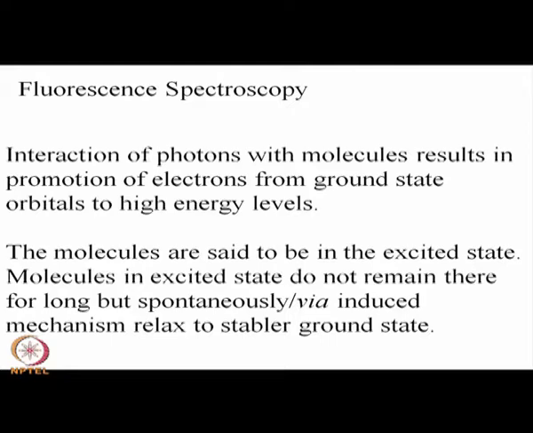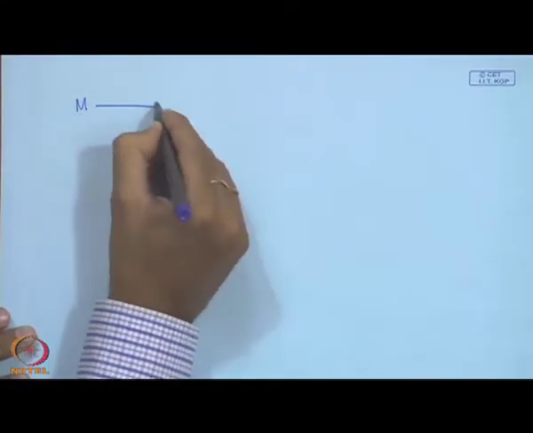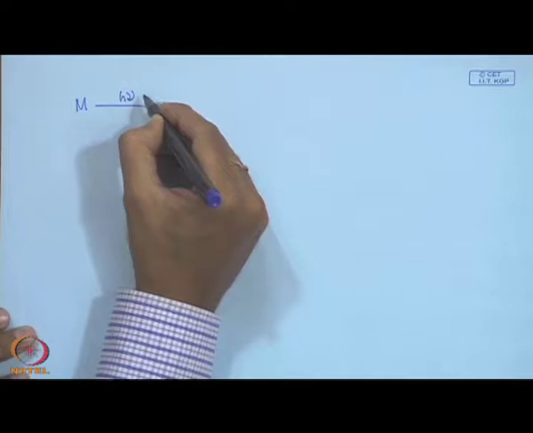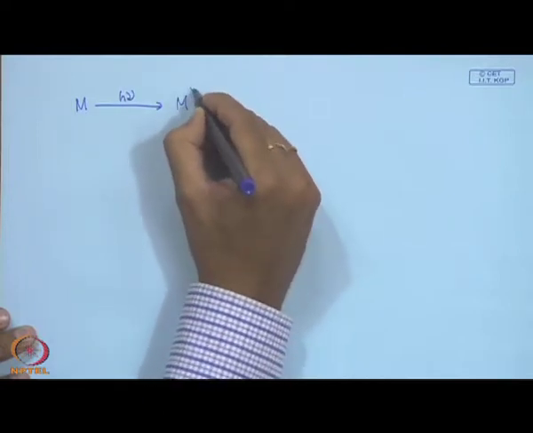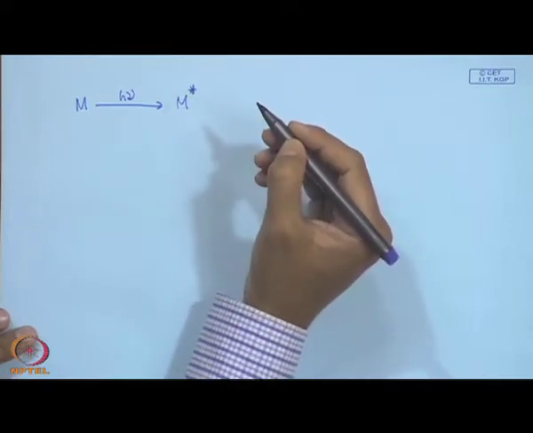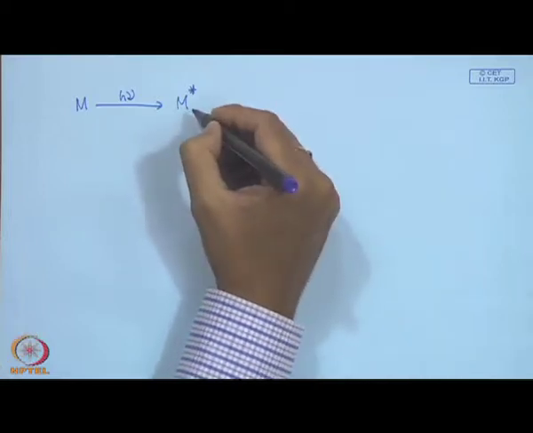Interaction of photons with molecules, that is radiation-matter interaction, results in promotion of an electron from a lower energy level to a higher energy level. How is this promotion depicted? You have the molecule, then you put h nu, that means you are allowing radiation-matter interaction, giving rise to the excited molecule, generally designated by M star, the molecule in the excited state.